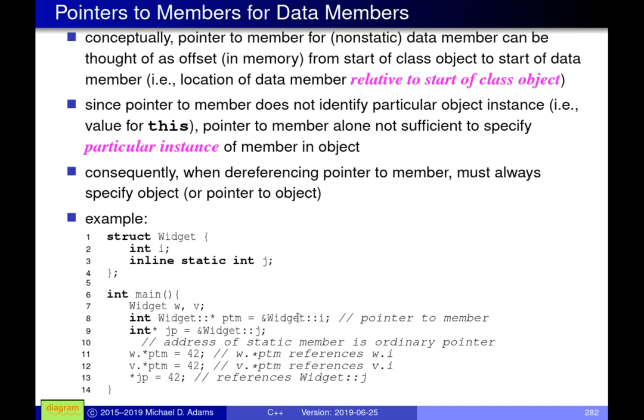So if we want to assign this to a pointer to member, the type of it, again, for simple types in the language, they read from right to left just to make things confusing instead of left to right. So when you read this right to left, star means pointer. It's a pointer to a member of the widget class, and its type is int.